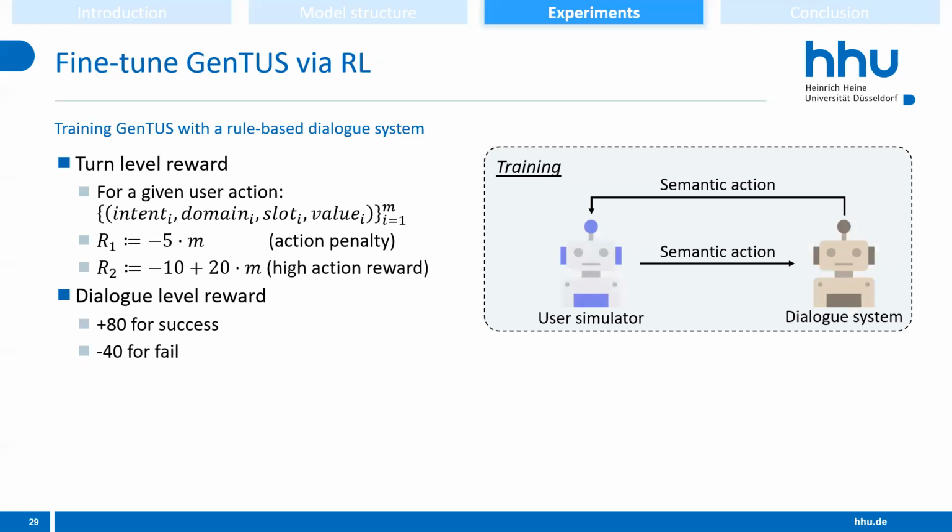The third part is we fine-tune GenTUS by reinforcement learning. We train GenTUS with a rule-based dialogue system on the semantic level. So we have different turn-level reward functions. The first one, we try to shorten the user action, so we give a penalty if the user generates longer user actions. The second reward function is the other way: we give a high reward if the user action is longer. And we also have a dialogue-level reward. We give a reward for a successful dialogue and a penalty for a failed dialogue, which means the user should modify their behavior, but still try to reach their goal.